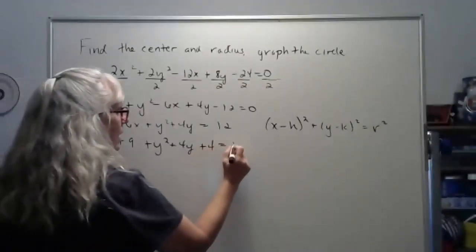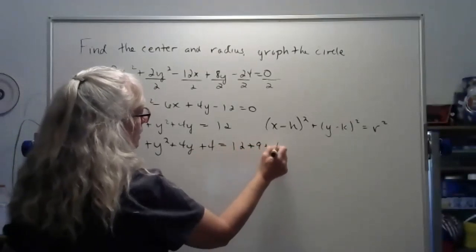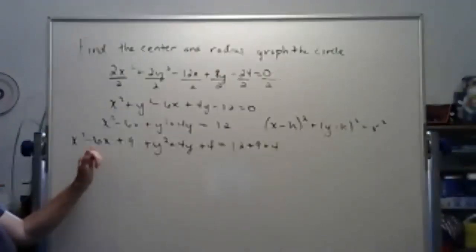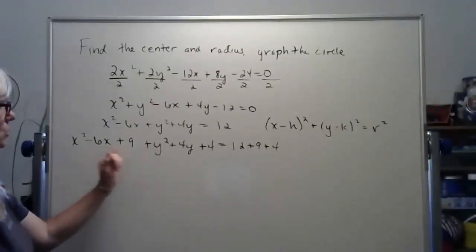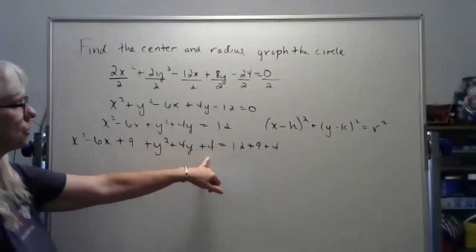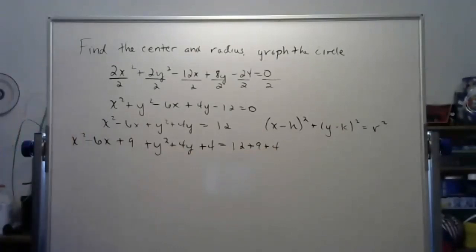And then on the other side, I have to add those numbers also. So I'm going to add the 9 and the 4 to that side so that the equation or equality remains the same. So again, I took half of 6, the x term. Half of 6 is 3. 3 squared is 9. Added it to both sides. Take half of 4, which is 2. 2 squared is 4, and I've added it to both sides. And now we're going to factor.